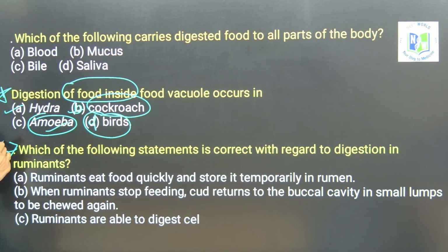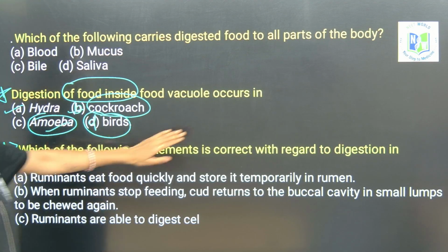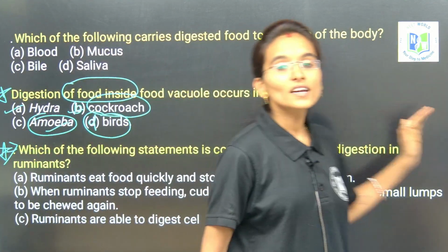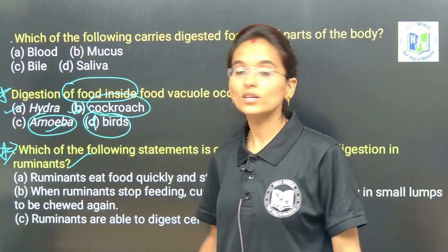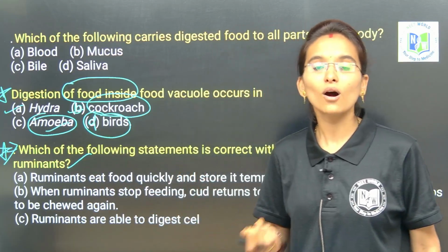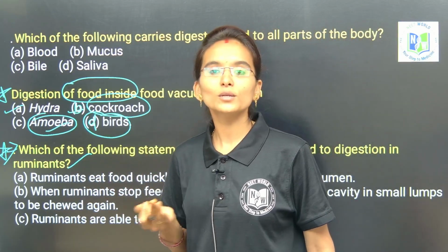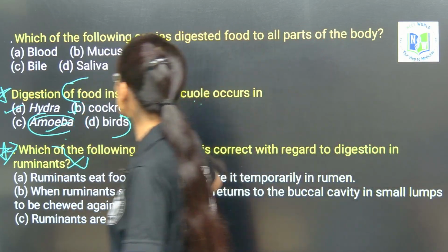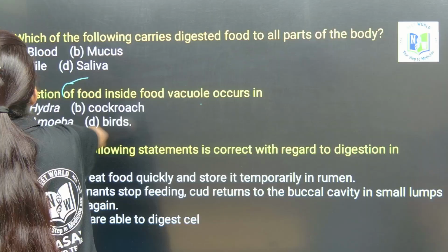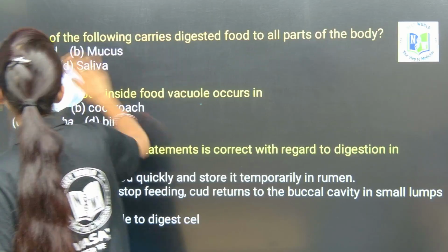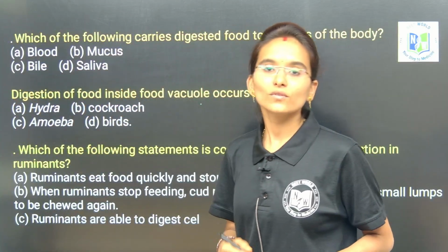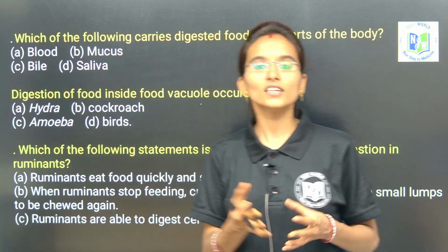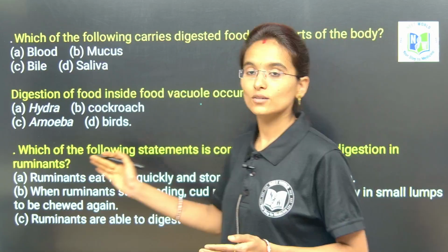And look into the next question here. Which of the following statements is correct with regard to digestion in ruminants? So, you need to understand how the digestion process takes place in ruminants, because in the last session I already explained the digestion process in ruminants. We have learned about the cow in the ruminants.